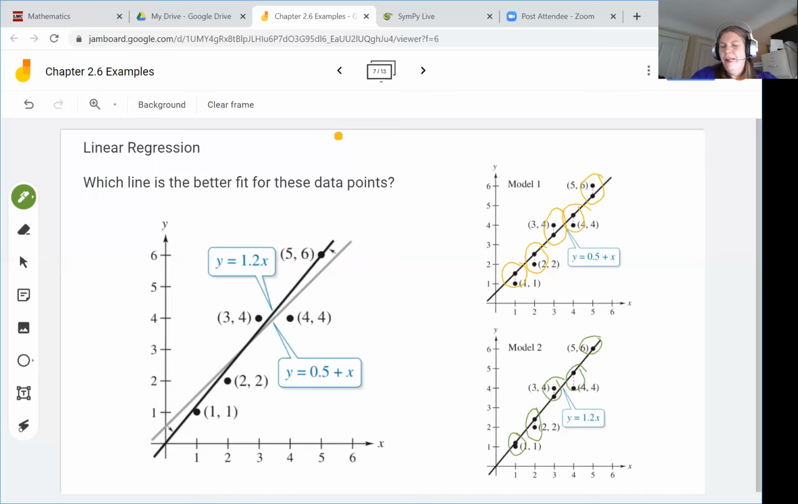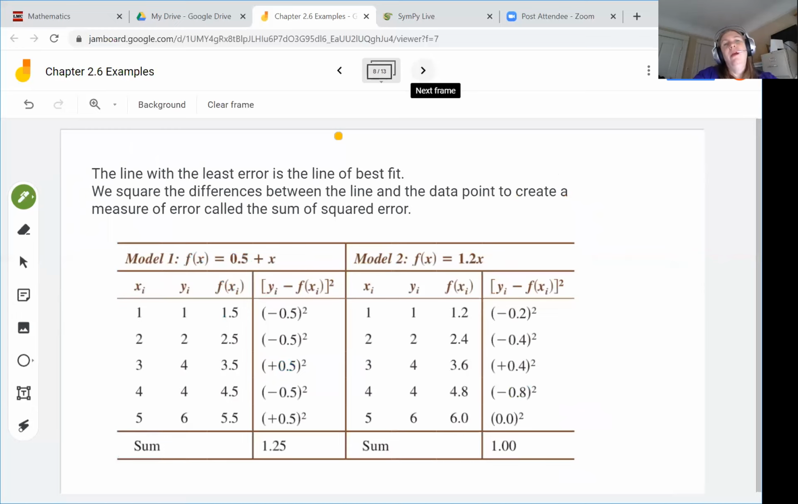So it's kind of hard to eyeball, but overall, it looks to me like model 2 is actually the line of best fit because we've got less overall error there. So the line with the least error is what we call the line of best fit. And you'll learn it actually doesn't matter if you do the absolute values or the squares. Either way, when you tally up the error, you get the same best result for whichever line is the line of best fit. So in this table, we square the differences between the line and the data point to create a measure of error. That's called the sum of the squared error.